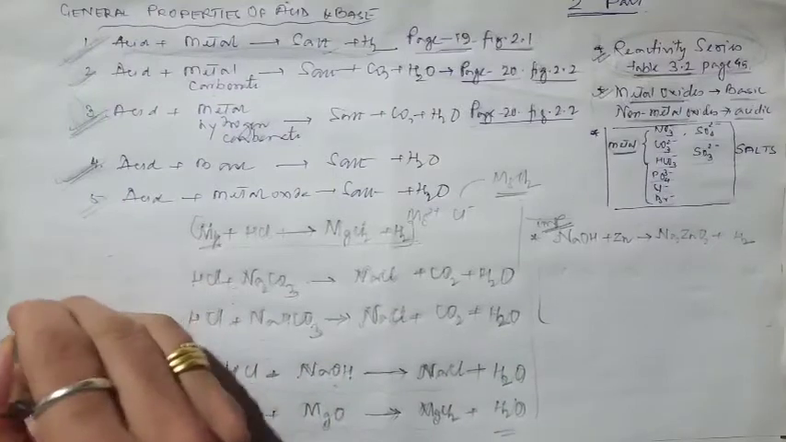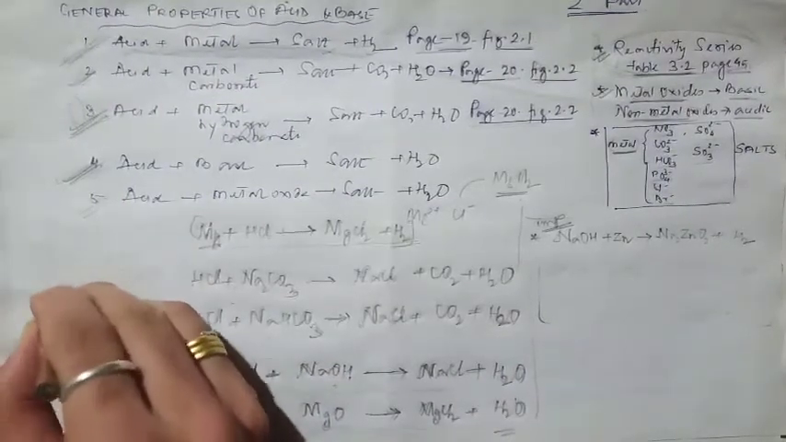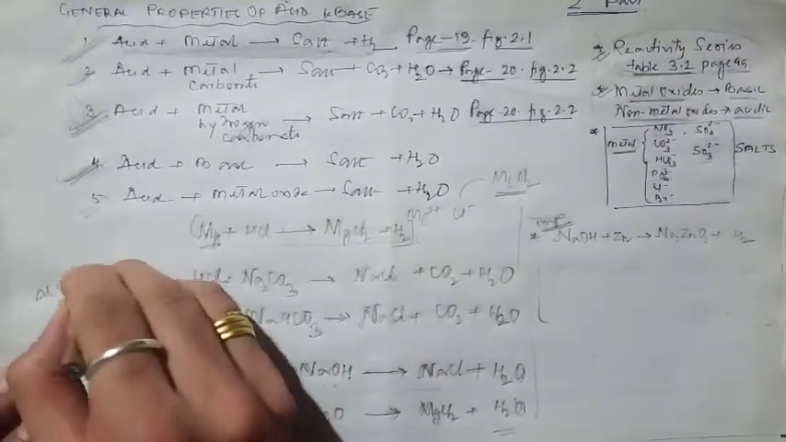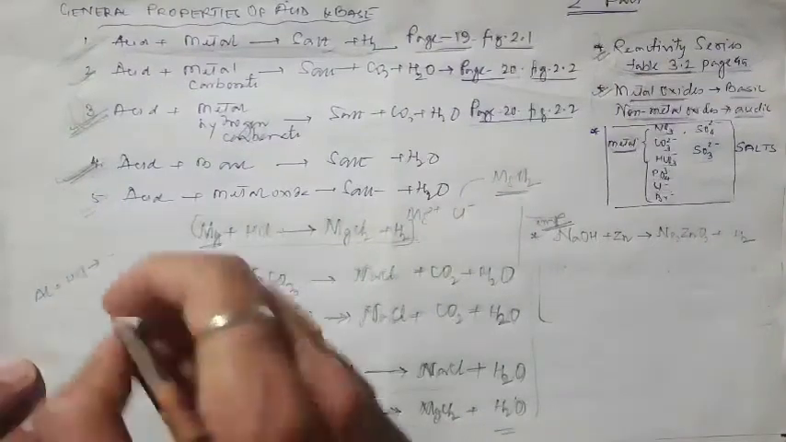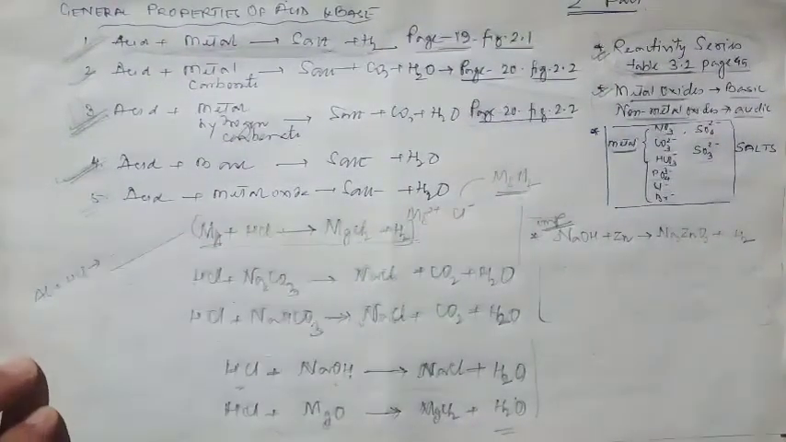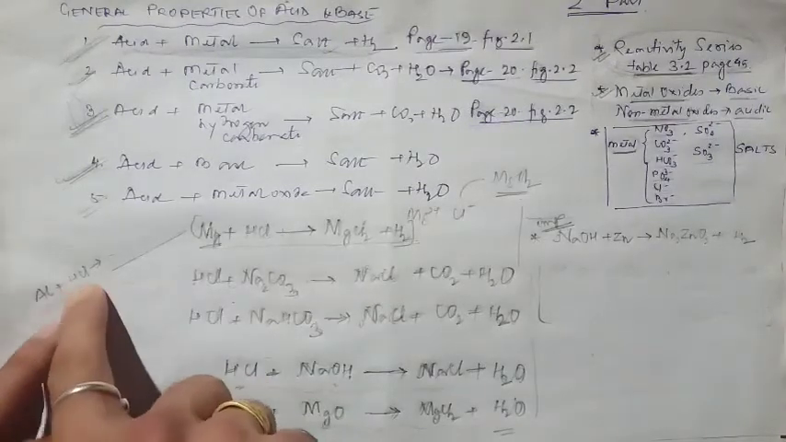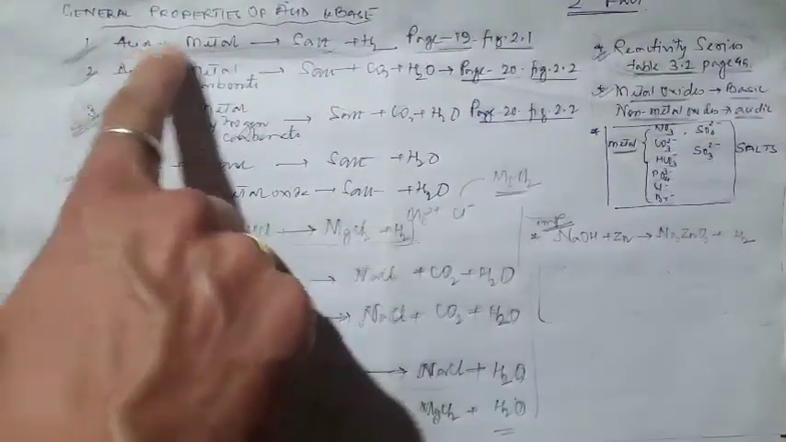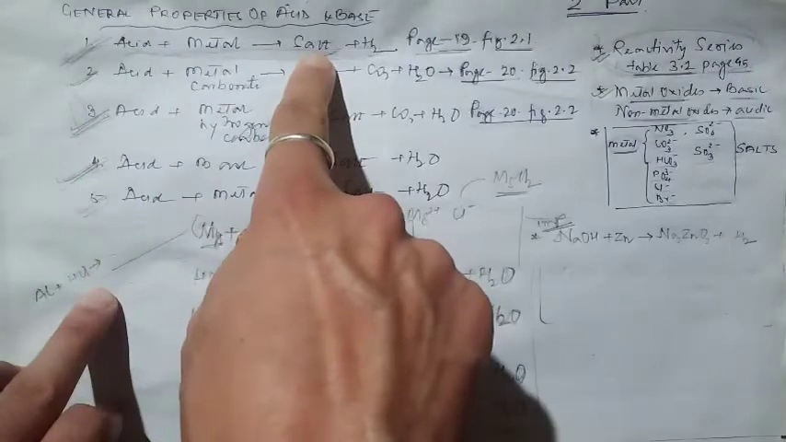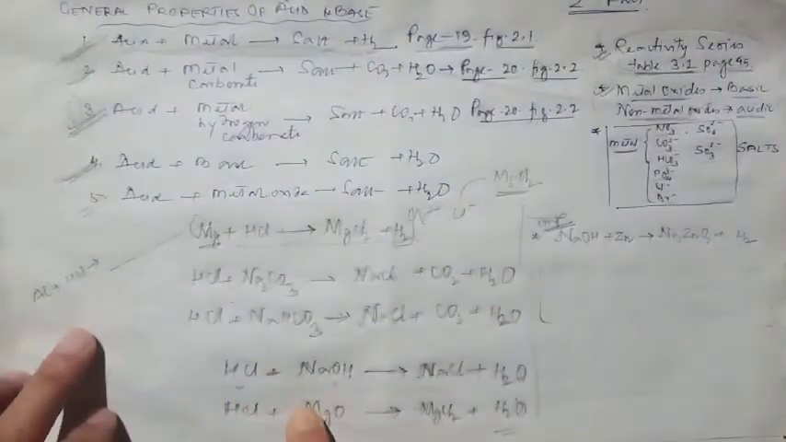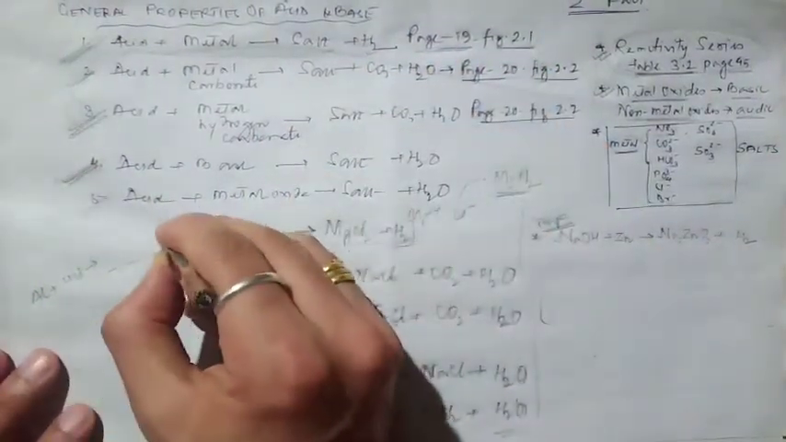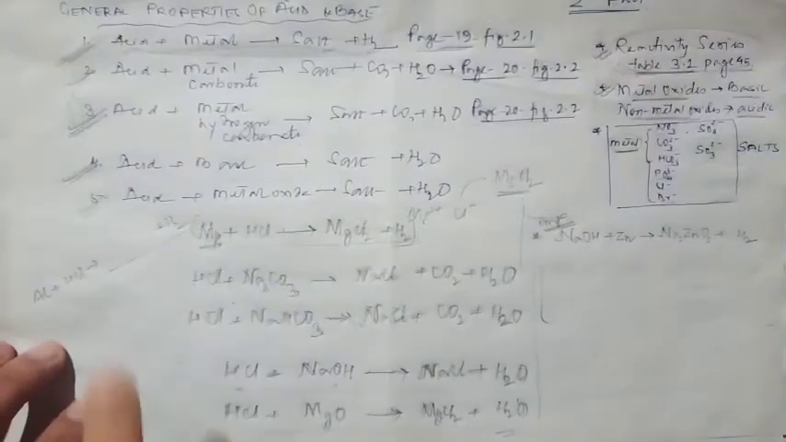Suppose aluminum is the metal and suppose HCl is the acid. Now suppose we are asked to complete this reaction. What will be the product? And now to know this, you have a metal, you have an acid. Now you know what happens when acid and metal combine. It gives us salt plus hydrogen. You have hydrogen here. So what is the salt?